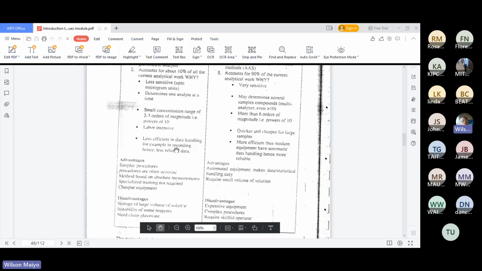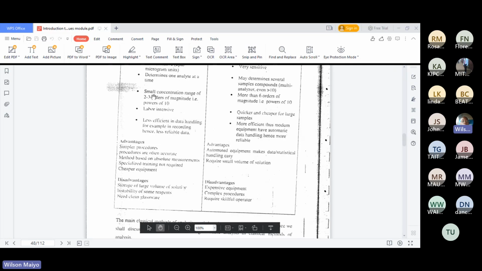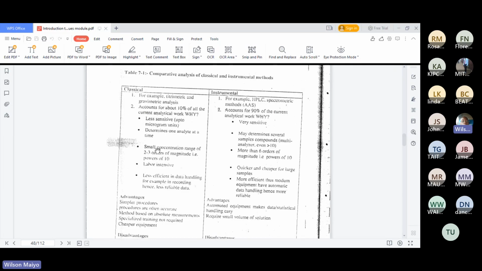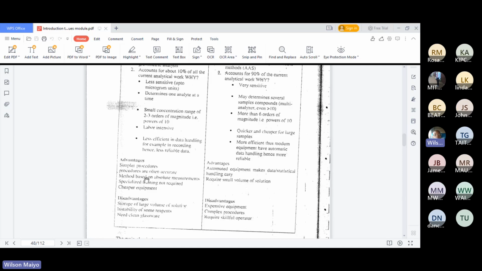Now, as much as we have some weaknesses, the advantages of classical methods are that they use very simple procedures.